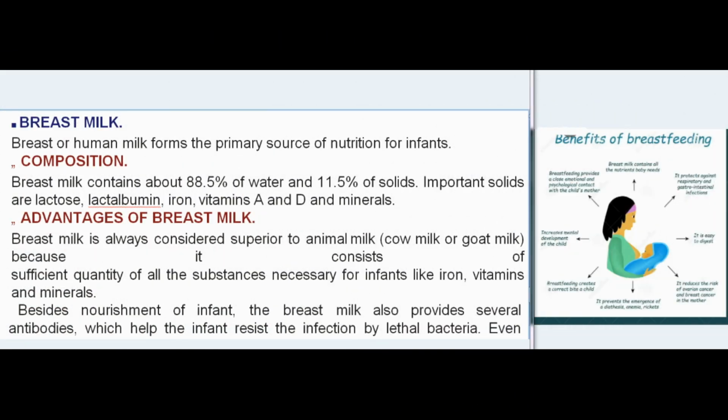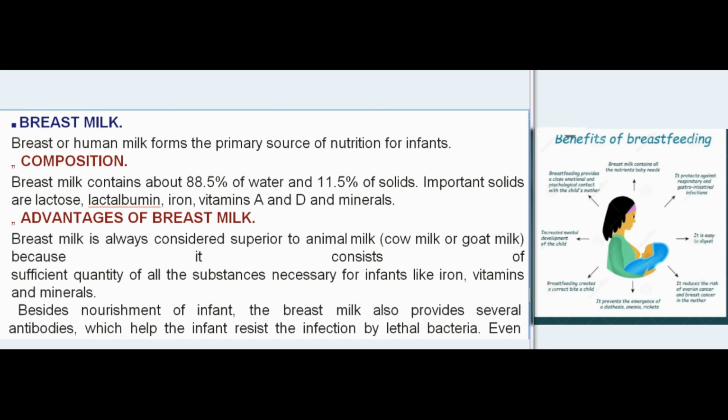Breast milk. Breast or human milk forms the primary source of nutrition for infants. Composition. Breast milk contains about 88.5% of water and 11.5% of solids. Important solids are lactose, lactalbumin, iron, vitamins A and D and minerals. Advantages of breast milk. Breast milk is always considered superior to animal milk, cow milk or goat milk, because it consists of sufficient quantity of all the substances necessary for infants like iron, vitamins, and minerals.